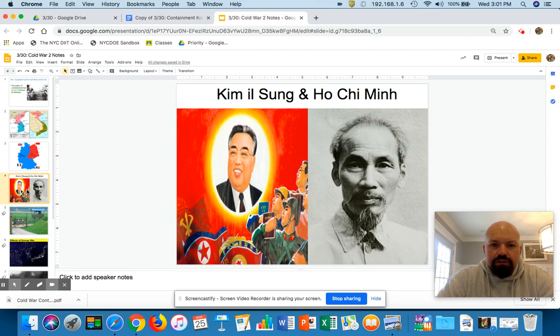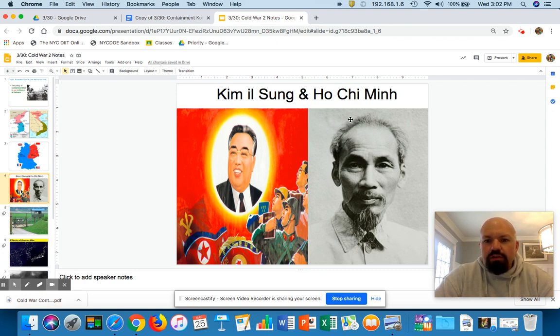There are two leaders for the communist countries in both North Korea and North Vietnam. The leader of North Korea is Kim Il-sung. He is the father of Kim Jong-il and the grandfather of Kim Jong-un, right? That is the only dynastic communist country in the world. Usually, otherwise, in communist countries, the next strongest leader, the next military leader, becomes the dictator.